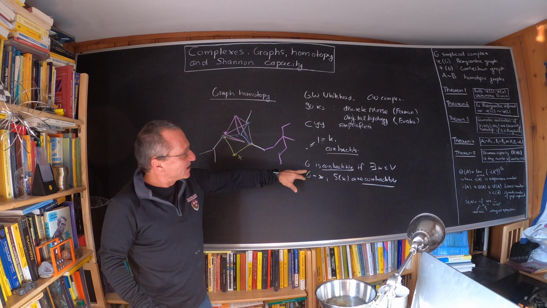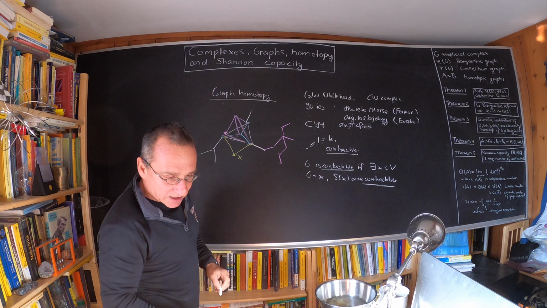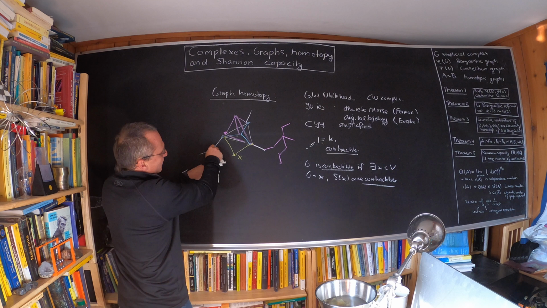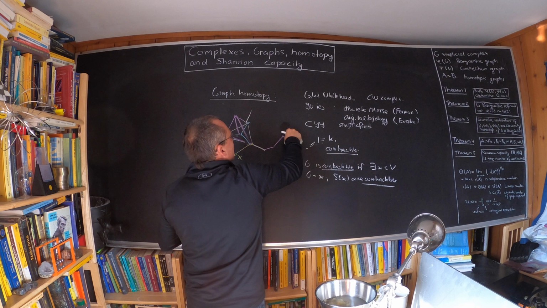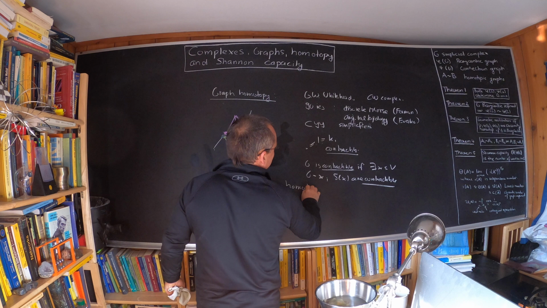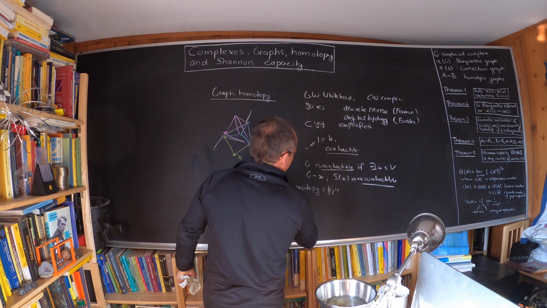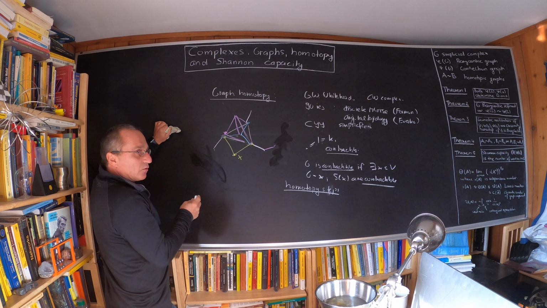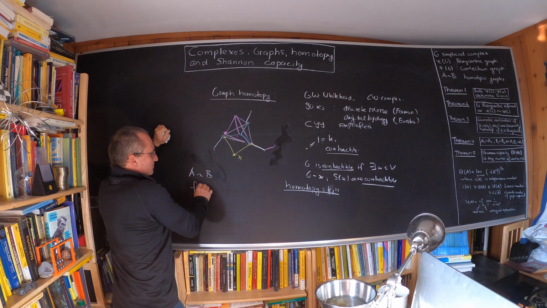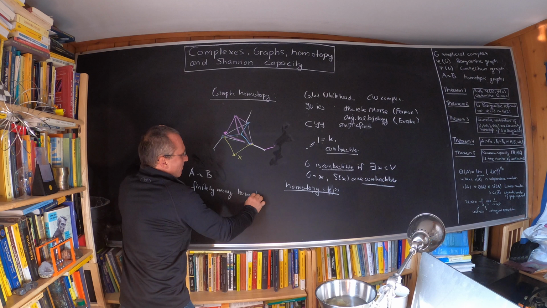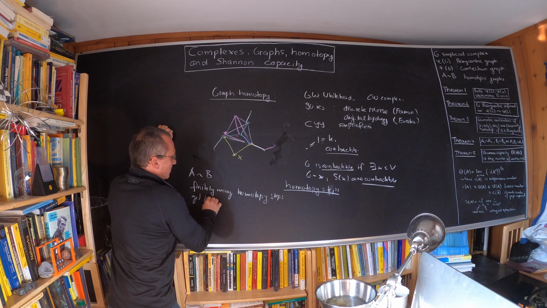So these are homotopy extensions, but then we can do the opposite. We can take things away. We can take a vertex X away if S(X) is contractible. So we take it away. That makes it smaller. We can shrink it down. So these are homotopy steps. We either extend or we reduce. So now we have an equivalence relation, which is that A is homotopic to B if there exist finitely many homotopy steps to get from A to B.